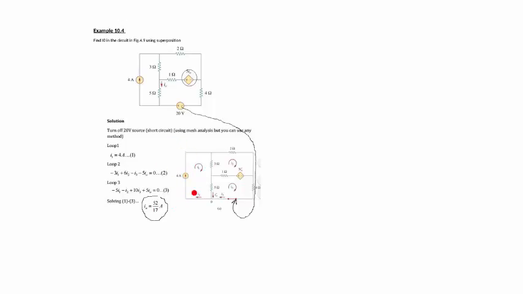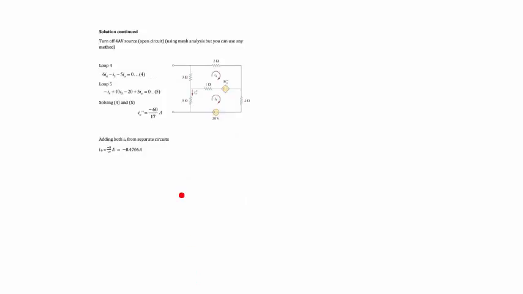Once you have done this, okay, then you turn off the 4 amp. You turn it off by opening the circuit. And what is the best way to solve it? Yes, mesh will be best. So you solve it, you get your equations, 2 equations, okay, and you get your value of I0 as minus 60 upon 17. Okay.